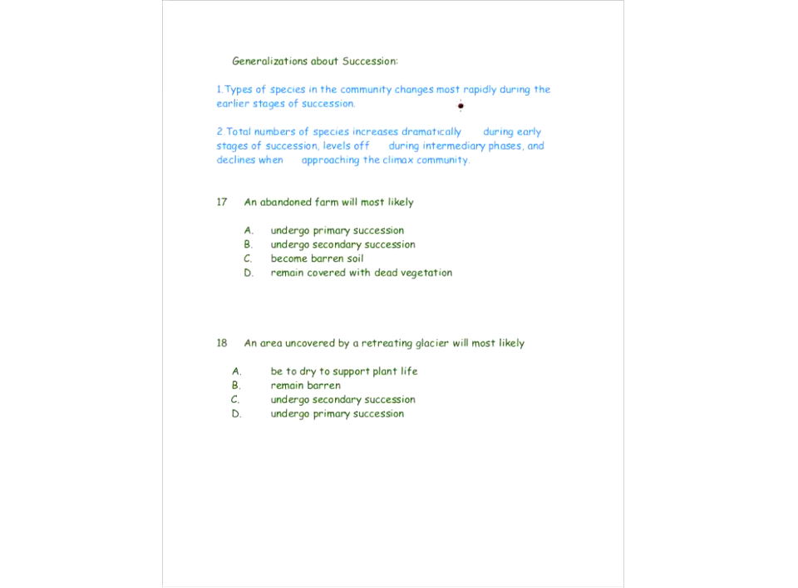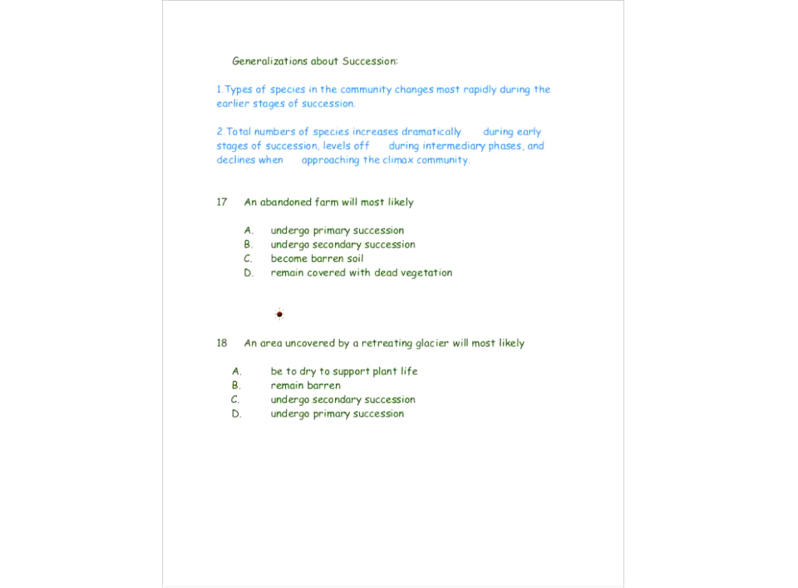Okay, so here's a few generalizations. The types of species in the community change most rapidly during the earlier stages, and then it becomes stable near the end. Second point is that the total number of species increases dramatically during the early stages, and it levels off as you get to the climax.